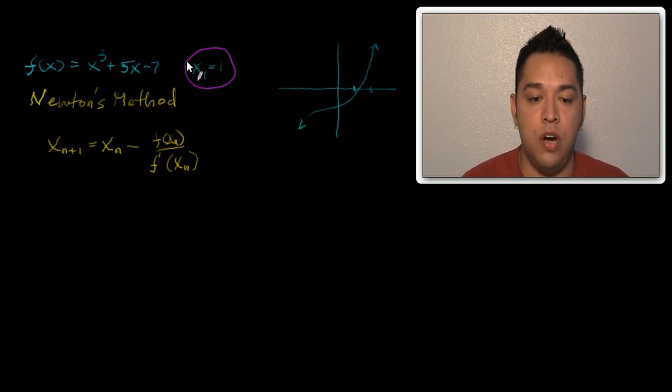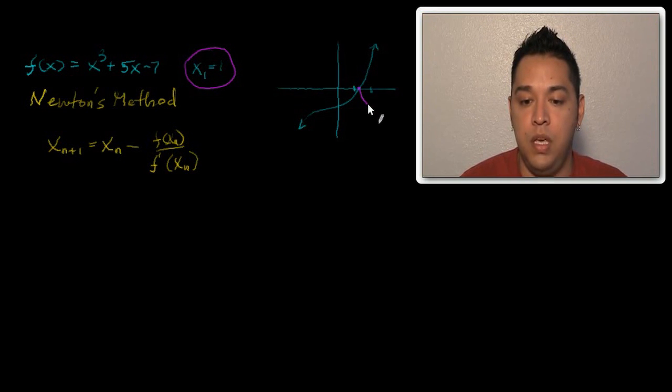If you were to graph this in a graphing calculator, it would look something like this. A root is just basically that point right there. That would be a root. It's an x-intercept. And using this particular method, we can approximate that using this formula.